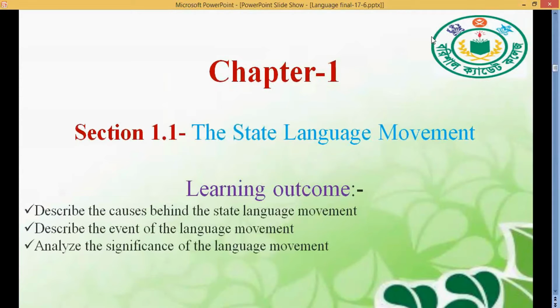Yes, my dear, I think it is very clear to you what our discussion topic is. Today's discussion topic is the state language movement. At the end of my speech, we will be able to describe the causes behind the state language movement, describe the events of the language movement, and analyze the significance of the language movement.